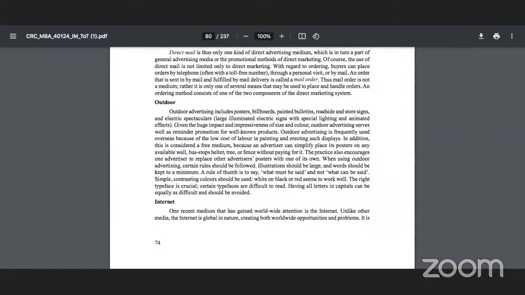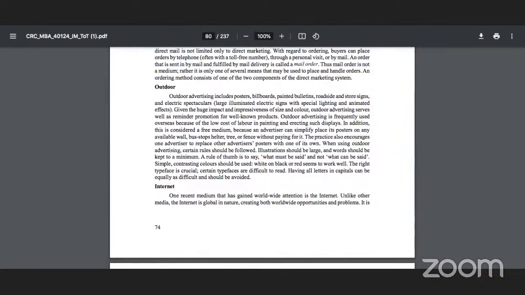So, when using outdoor advertising, certain rules should be followed. For example, illustration should be large, words should be simple, kept to a minimum, and a rule of thumb is generally applied here. They say what must be said, not what can be said. So, the key word is must. What must be said, not what can be said. So, when you say what must be said, you are trying to simplify the message as much as possible and communicating only the most essential features.